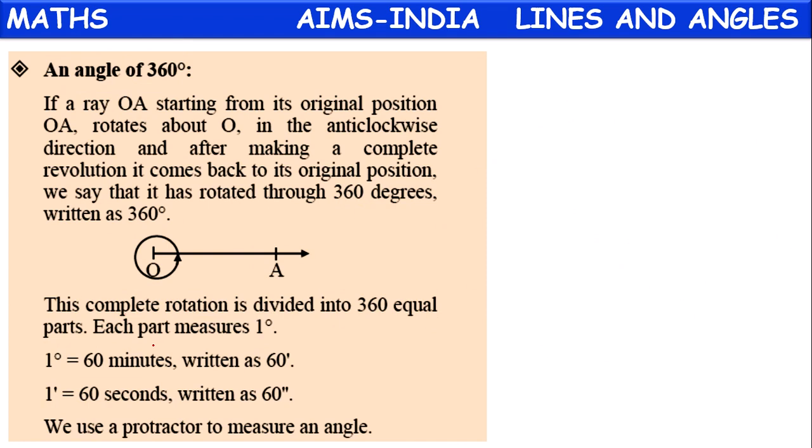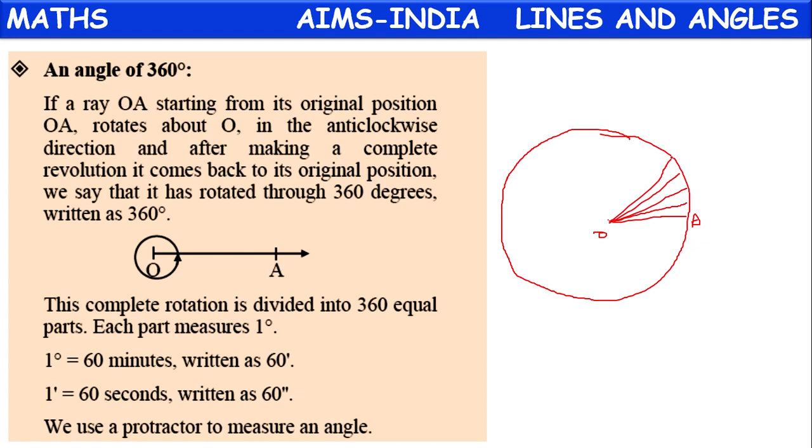So next, suppose this 360 degrees, 360 parts. This is OA, 1 part, 2 parts, 3 parts, 4th part, like that. They have made 360 parts. Each part, suppose this is B, each part is considered as 1 degree.